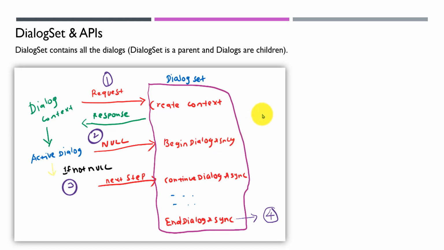Once the first dialog pops up, like username, and the user responds, it comes back to here. We have to call create context again. This time it will return the next dialog. If the active dialog is not null, then we have to continue this dialog. We have to execute all the dialogs, all the steps. Once everything is done, finally we have to call end dialog async. So these are the four main concepts, and the active dialog is one of the main ones. We'll see an example to easily understand how this process goes.